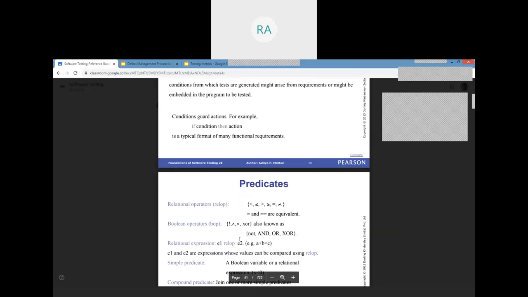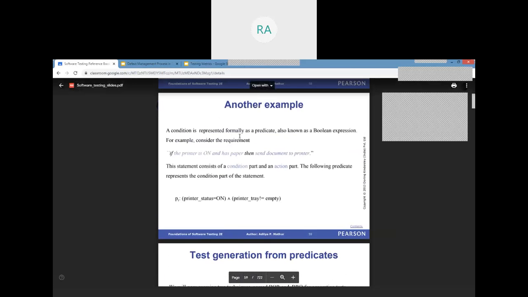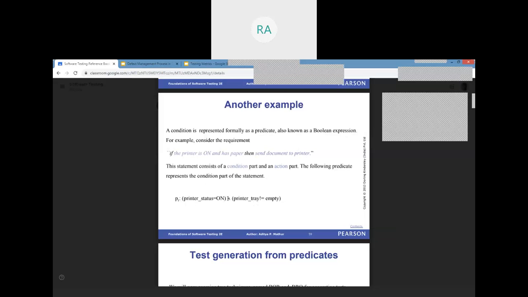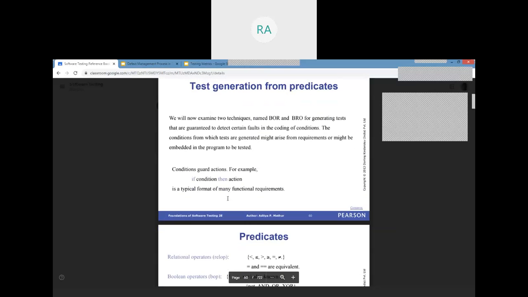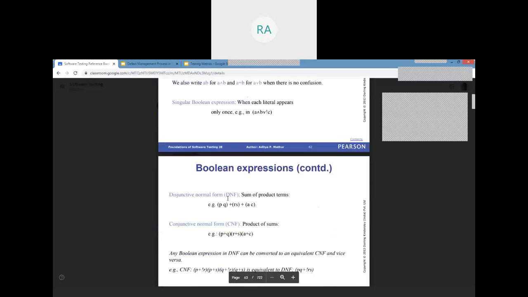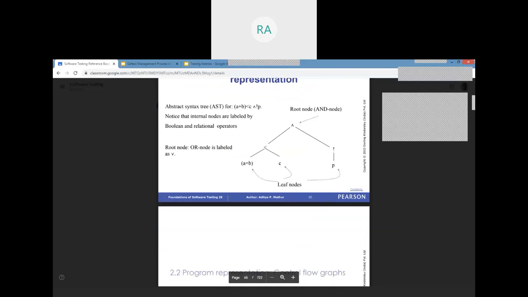This is actually not there in your syllabus. Don't worry if you are not understanding this also. Just for your knowledge, I am telling you how they are used in the requirement. This part is most important: how I can write the predicate. By making use of logical operators as well as relational operators, I can come up with a predicate. Predicates are basically used for test generation. For test case writing, I make use of predicates. Then they have also made use of Boolean expressions, which is not there in your syllabus.